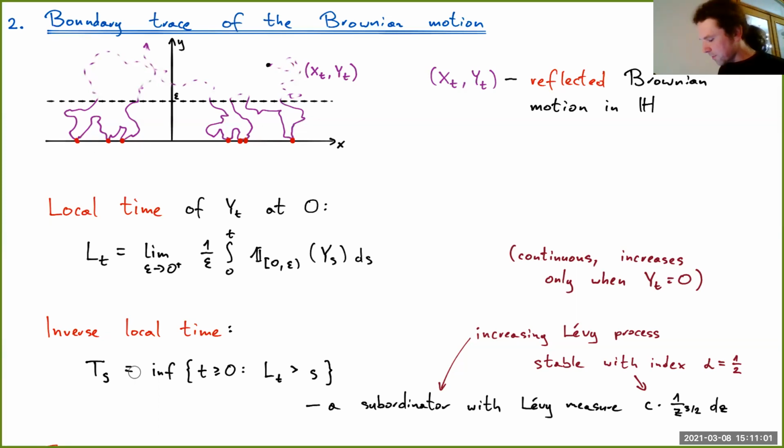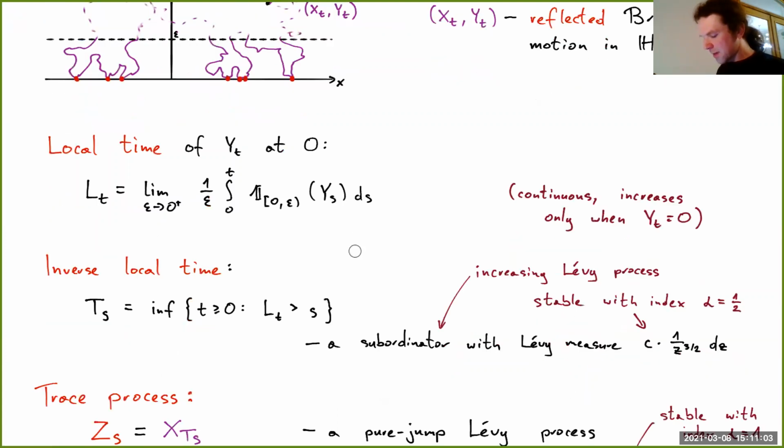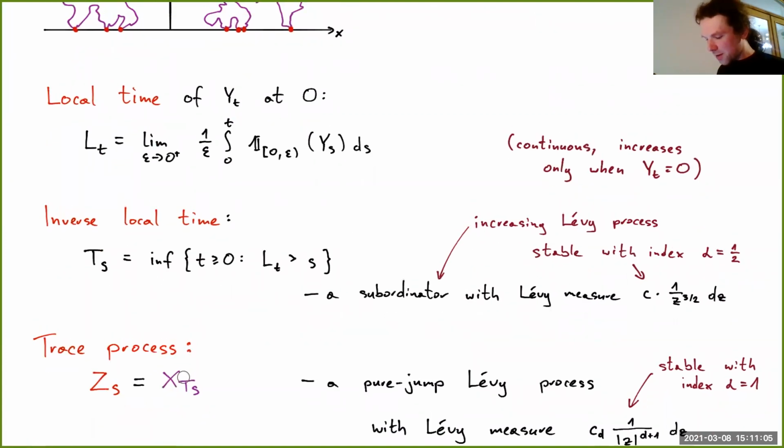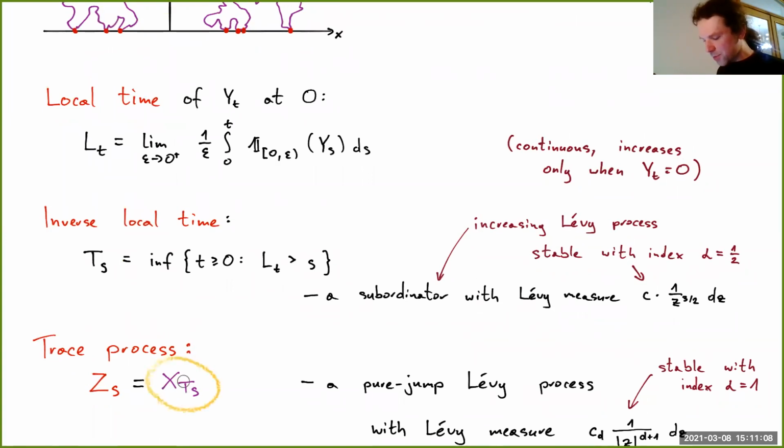So the path of the subordinate process, so we look at the x component of our process at precisely those times at which y is equal to 0. So that will be a non-trivial process that only goes through red points, whose path consists solely of red points visited in the same order as the original Brownian path visited them. So it turns out it's a very nice stochastic process. It's a Lévy process. It's a pure jump Lévy process.